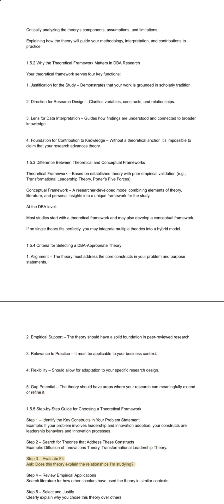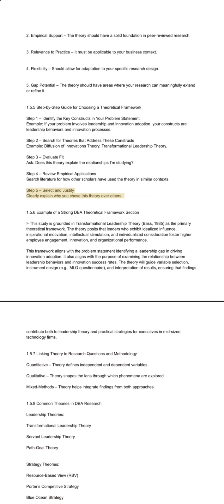Step 3: Evaluate fit. Ask, does this theory explain the relationships I'm studying? Step 4: Review empirical applications. Search literature for how other scholars have used the theory in similar contexts. Step 5: Select and justify. Clearly explain why you chose this theory over others.